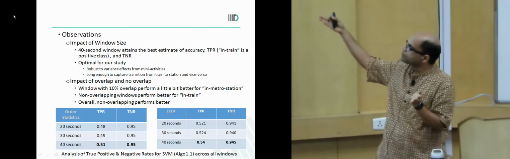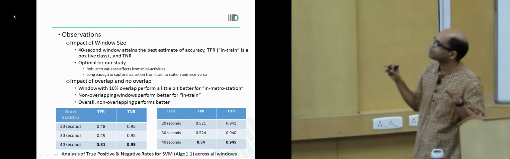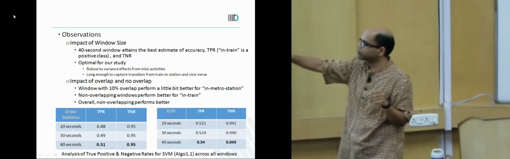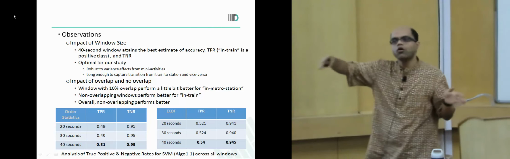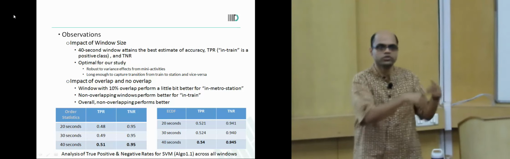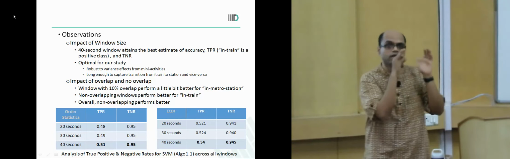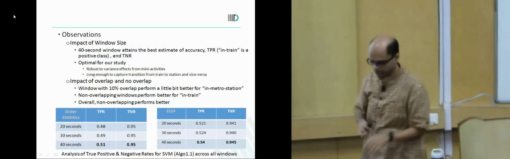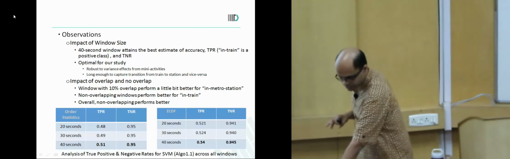We learned empirically that 40 seconds is a good window size, and I'm showing you the data. This is not the best data, but overall all the classifiers agree on that. No matter which classifier we chose, in order statistics or ECDF, this window size turned out to give us the maximum accuracy and the best results.